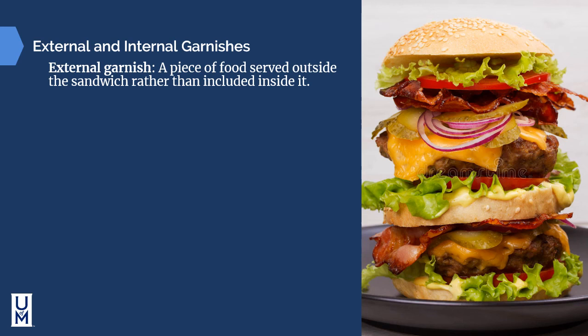External garnish is a piece of food served outside the sandwich rather than included inside it. So for example, the pickle on the side, or maybe it comes with a ramekin of ketchup or packets of mayo or mustard to go on that.